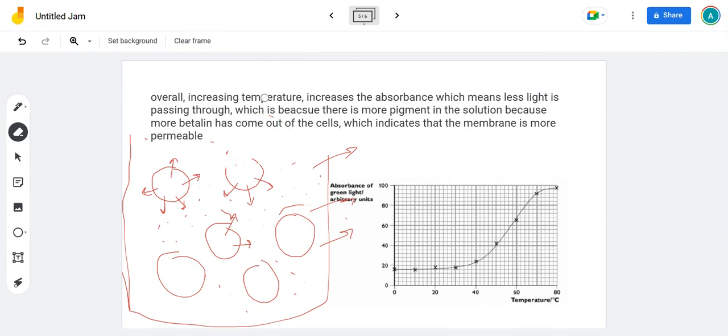So overall, increasing the temperature increases the absorbance. So always make sure that you reference the words or the axes. Yeah, so I've referenced the temperature and the absorbance. Increasing the temperature increases the absorbance. And then show that you know what it means. So that absorbance, if it's increasing the absorbance, more light's being absorbed, which means less light's passing through. Why is that happening? Sorry, it's a typing mistake there.